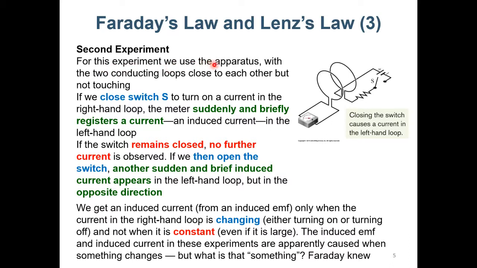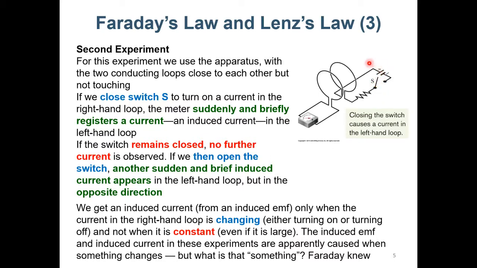For this experiment, we use an apparatus with two conducting loops rather than a bar magnet, close to each other but not touching. So these two loops are close to each other. If we close switch S to turn on the current in the right-hand loop, the meter suddenly and briefly registers current, which means when we turn on this loop, we have a battery, so there will be a current going through this loop.